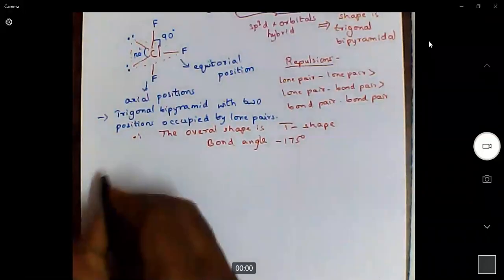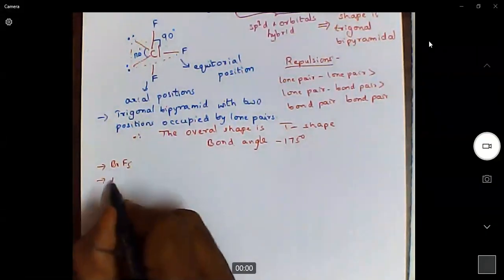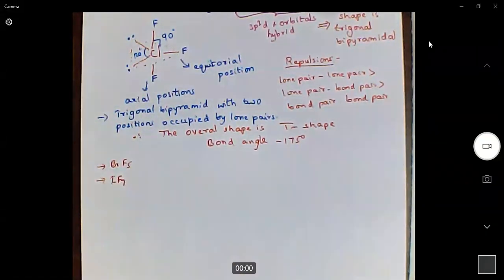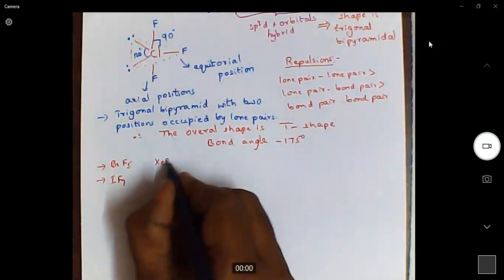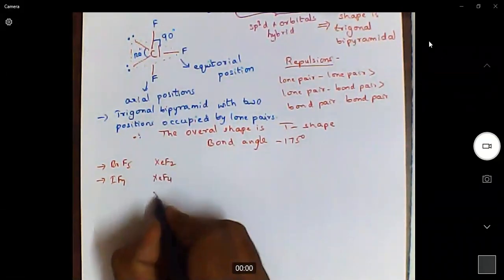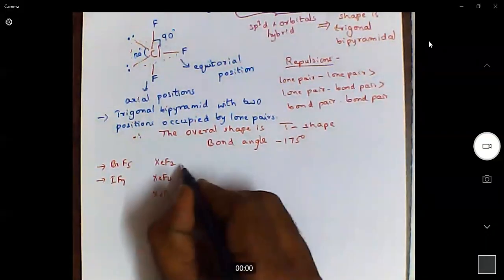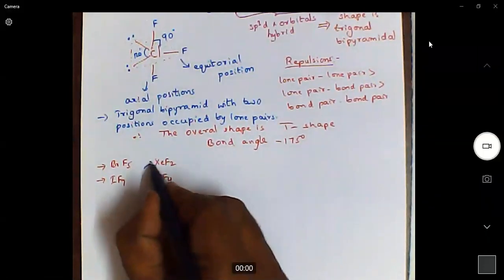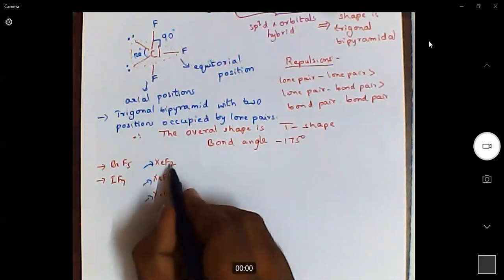You practice the structure of BrF5, IF7 in a similar fashion. I will explain the structure of XeF2. You practice the structure of XeF4, XeF6. Now look at this XeF2 molecule. Here the central atom is xenon, and there are two bonds with two fluorine atoms.